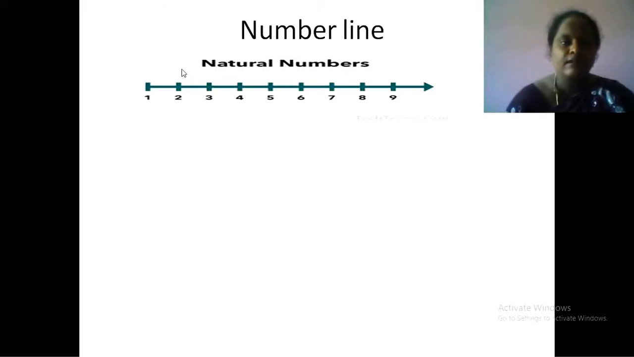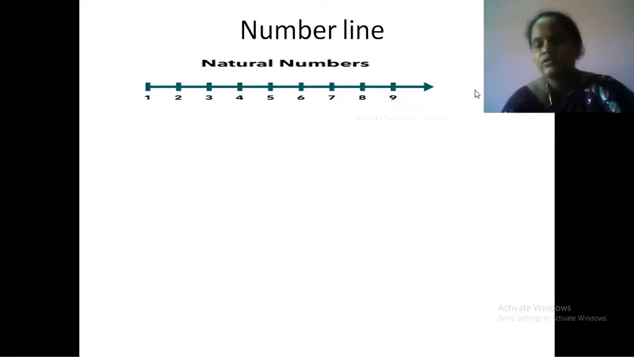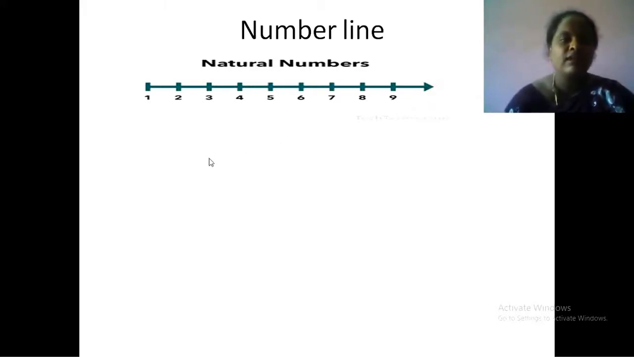Here, if we see only one side, this side we don't have an arrow mark, the other side an arrow mark is there. Before 1 we don't have any natural numbers, but after 9 the numbers continue, uncountable numbers continue, and that is indicated by the arrow mark. So there is a meaning for the arrow mark on the number line.